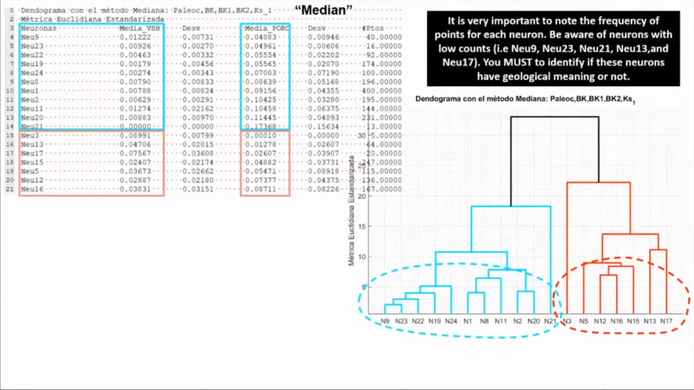So it's very important to note the frequency of the points for each neuron, as we saw in the previous slides. So we have to be aware of neurons with low counts of samples. It means in this case number 9, 23, 21, 13, and 17. And we must identify if those neurons have geological meaning or not.